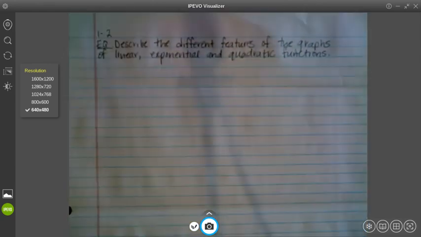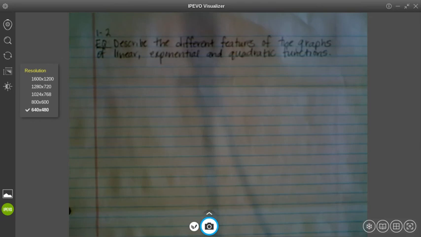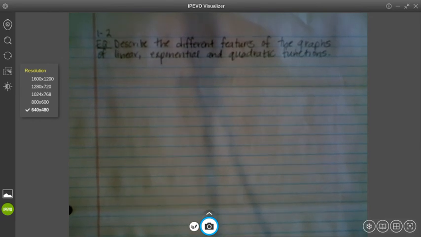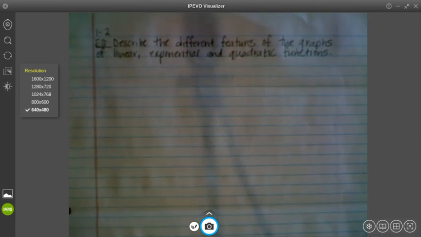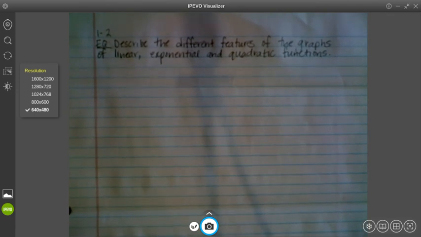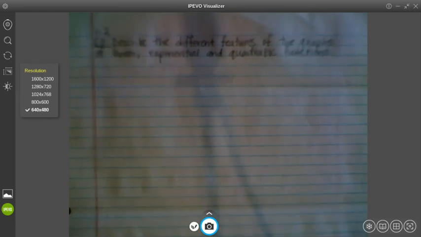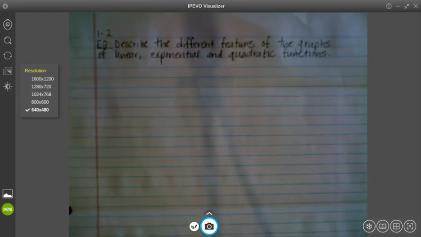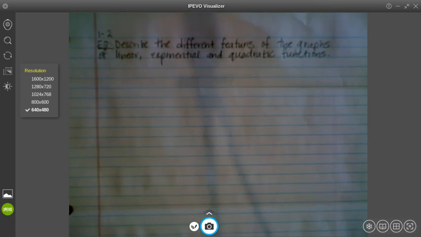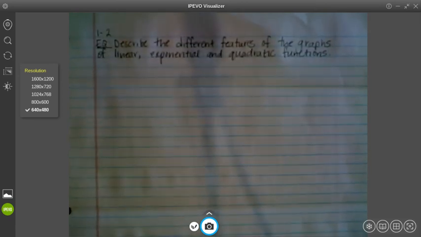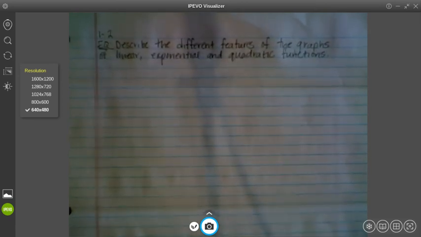So again, just real quick, recall that with a linear function, the data shows a common first difference. When looking at a quadratic function, the data shows a common second difference. And when looking at an exponential function, the data shows a common ratio. So we're multiplying by the same thing to get from one number to the next.